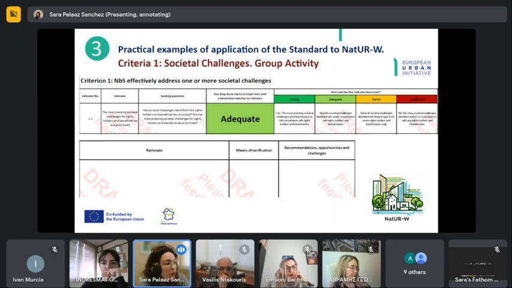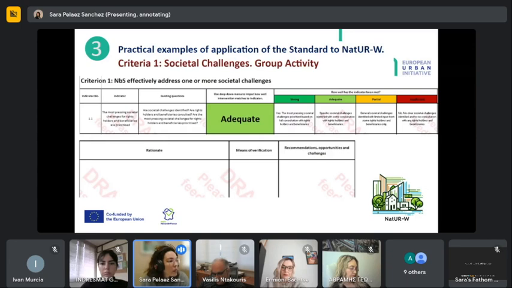And then you will have a rationale and means of verification, recommendation, opportunities, and challenges. This Excel file is no longer available because IUCN is migrating from this Excel to an online service that is going to be just the same information, but it looks better in a layout, and you can fill it up online. Then you will get the PDF. I will explain this later.